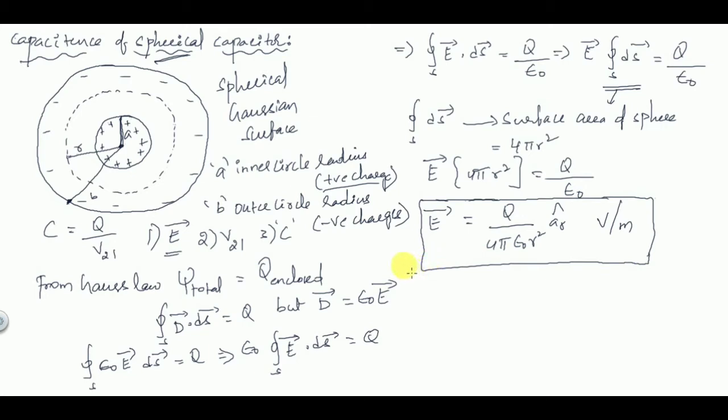Okay, so once you have the electric field intensity, now we can find the potential, and from the potential we can find the capacitance, right? So now we have got E bar is equal to Q by 4 pi epsilon naught r square AR cap volt per meter for the spherical capacitor. So once you have E bar, we can calculate the potential.